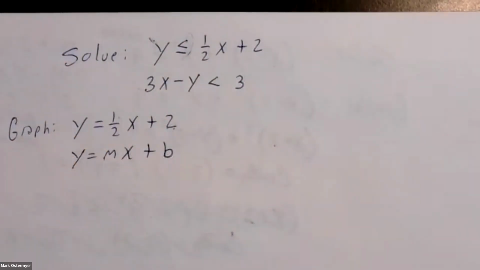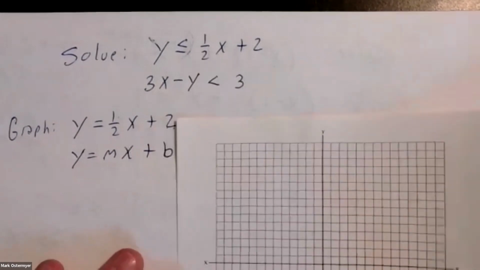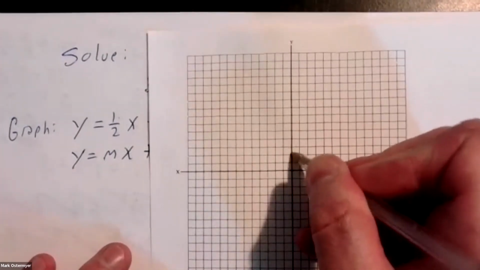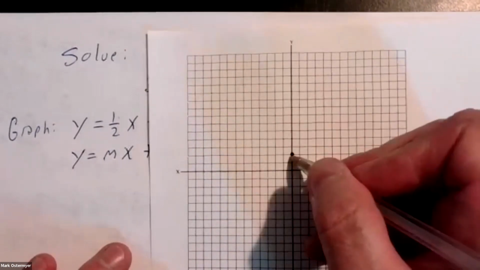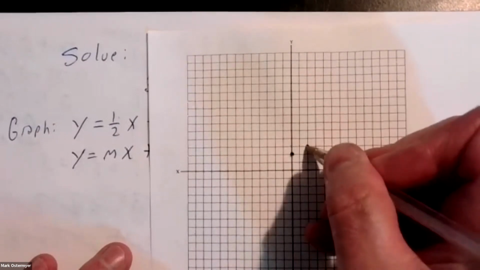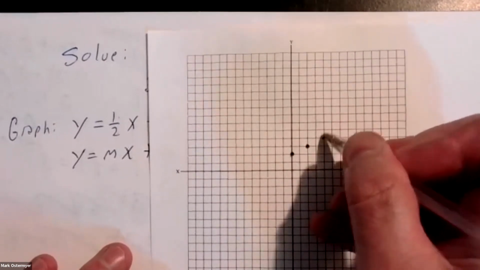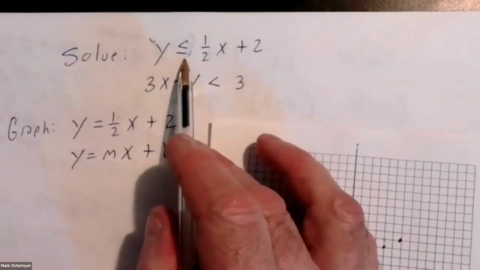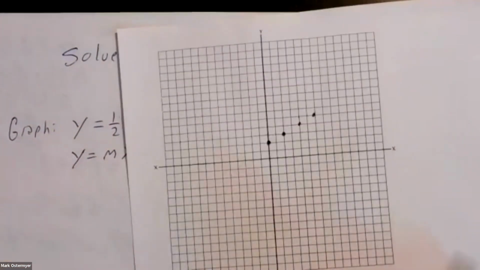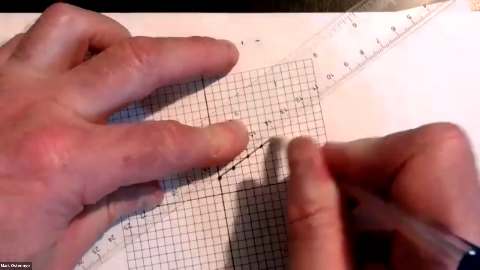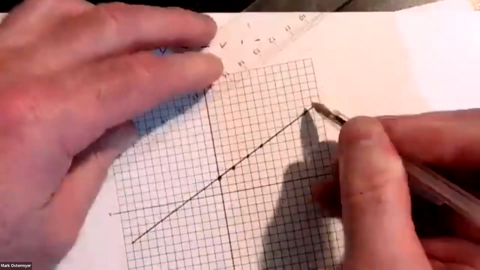Solid line. Take a piece of graphing paper. And let's graph y equals 1/2 x plus 2. The y-intercept is 2. And the slope is 1/2. So for every 1 unit I go up, I go 2 to the right. Up 1, 2 to the right, plot point. Up 1, 2 to the right, plot point. I put a solid line through them. And I have graphed the boundary of the first inequality in that system.